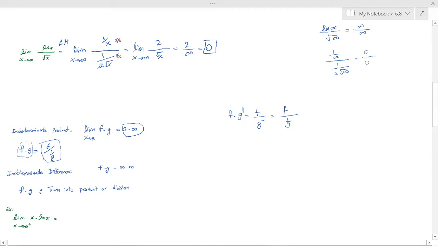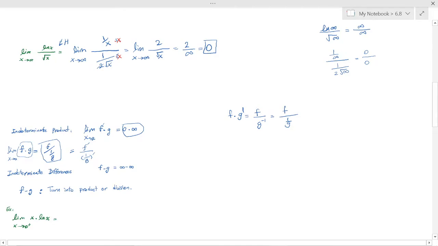Now that you put it in the fraction form, you can apply the L'Hopital rule. And in that case, it means take the derivative of the numerator, divide by the derivative of the denominator, 1 over g's derivative. Okay, this is all in the limit sense, the limit as x approaches a everywhere.